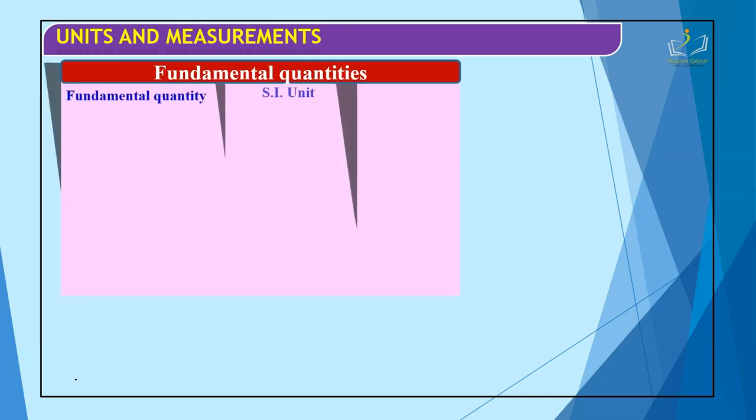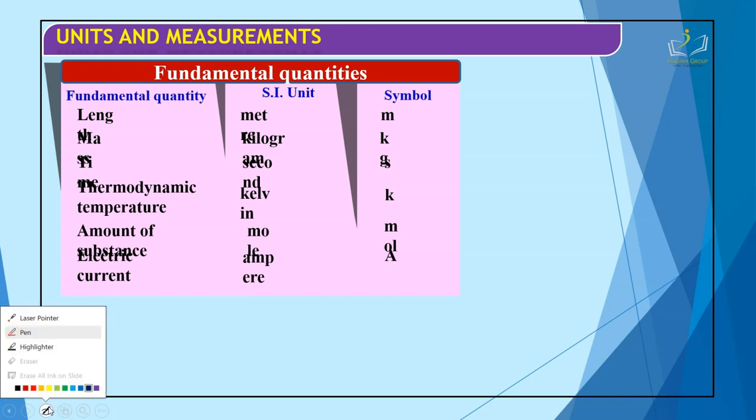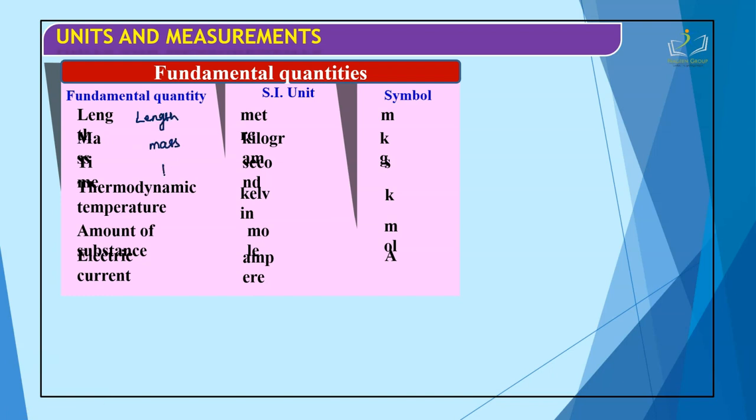Now, fundamental quantities. We have 7 fundamental quantities. So all the quantities are emerging from there. We are just taking the example on the other side. So the first thing which we have is length, mass, time, temperature, amount of a substance, electric current, luminous intensity. These are the things.